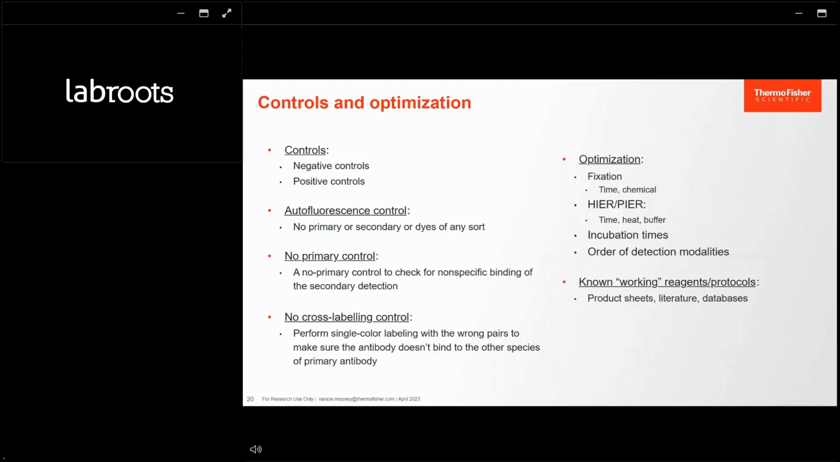And of course, it's always important to consider the order of the detection modalities and whether or not they can be interacting. For example, if you're going to be doing ISH and antibodies, you might want to consider how the block step that you need for good antibody signal might affect your in situ hybridization detection. This is where using known working reagents and protocols can be incredibly useful. I strongly recommend using validated antibodies because often they will have good suggestions about what fixation methods to use, how long you should be incubating, and what concentrations to use.